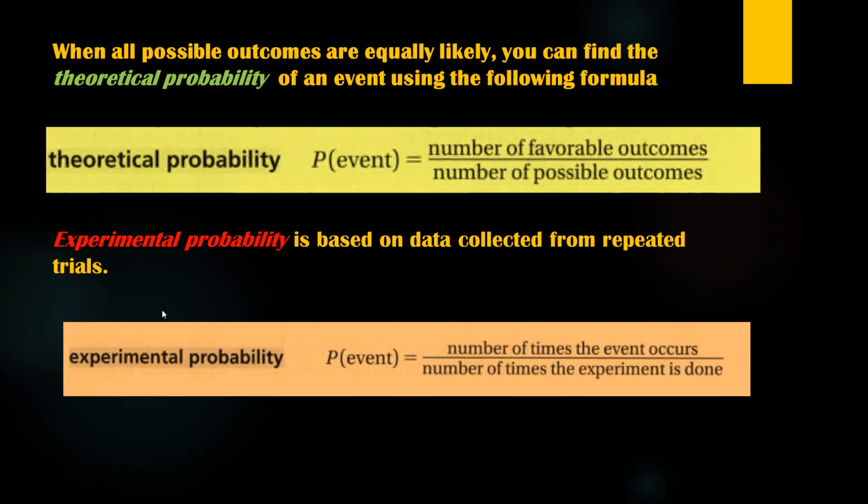The experimental probability is based on data collected from repeated trials. Experimental means I make an experiment, I make an activity in order to count, as an example, how many coins I have. So the experimental probability will be the number of times that the event occurs over the number of times that the experiment is done. This is the theoretical and the experimental probability.